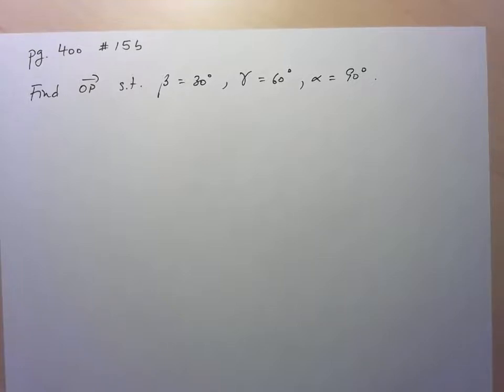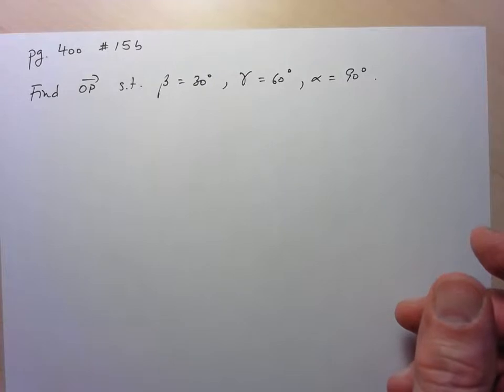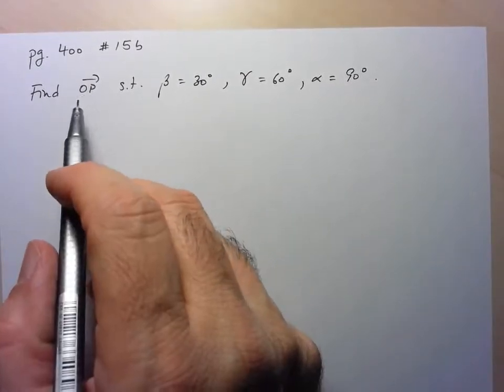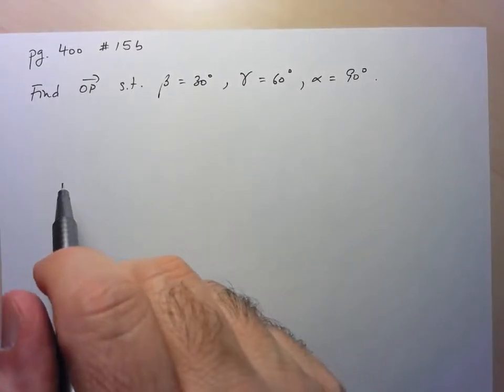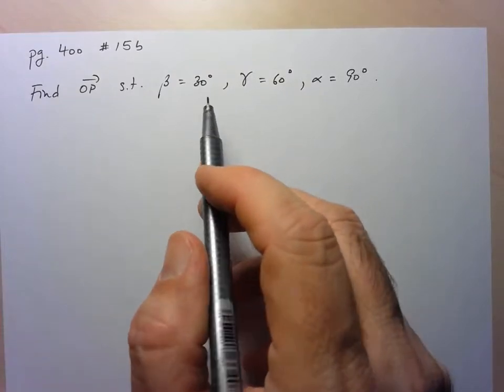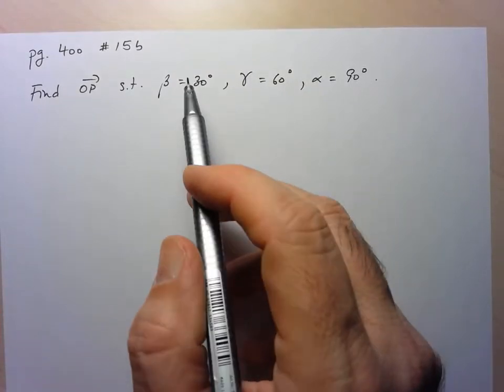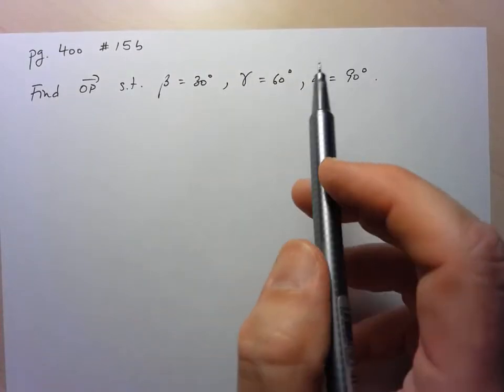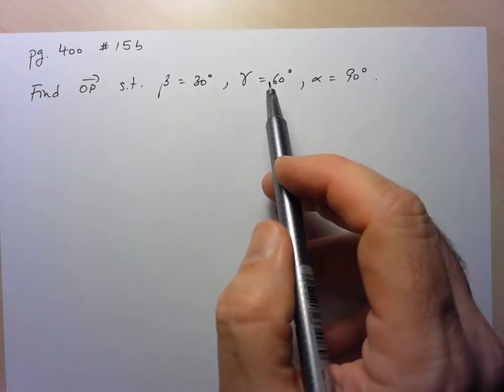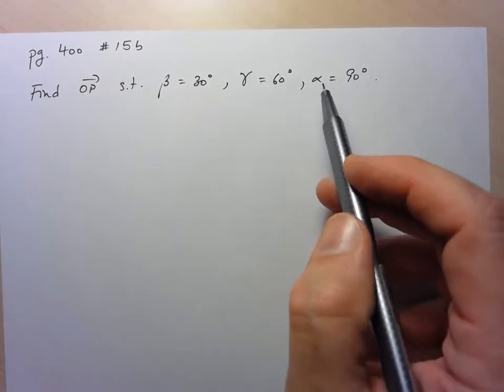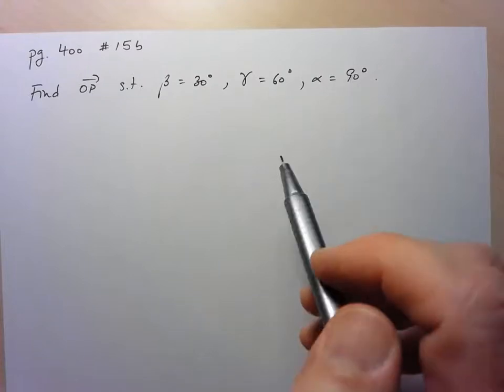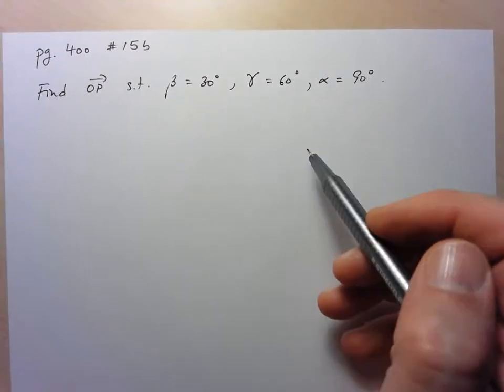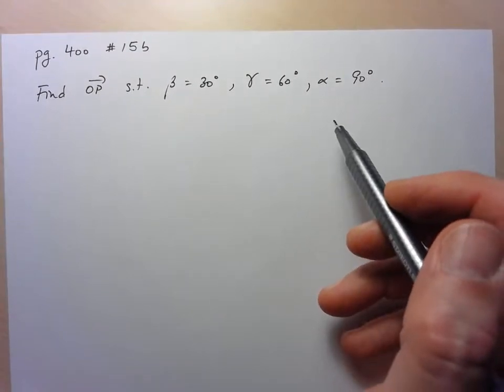Hi folks, we're going to take a look at 15b from page 400. So they want us to find the components of a vector OP that has these characteristics, essentially with these direction angles. So beta, the angle to the y-axis, is 30, gamma, the angle to the z-axis, is 60, and alpha, the angle to the x-axis, is 90. Okay, now I notice in the question it says find a vector that has these properties.